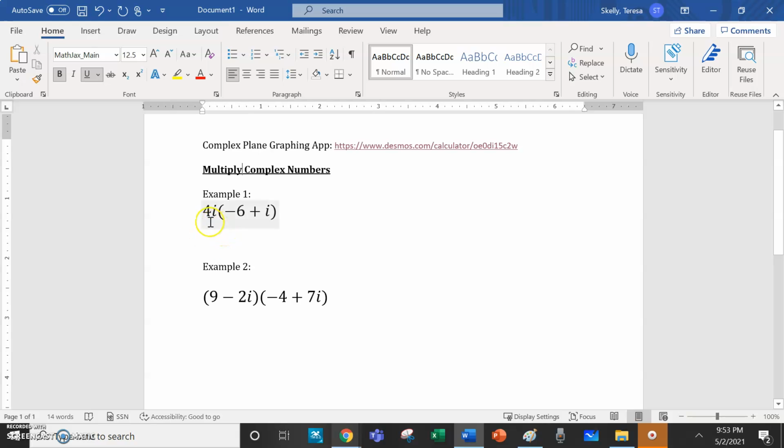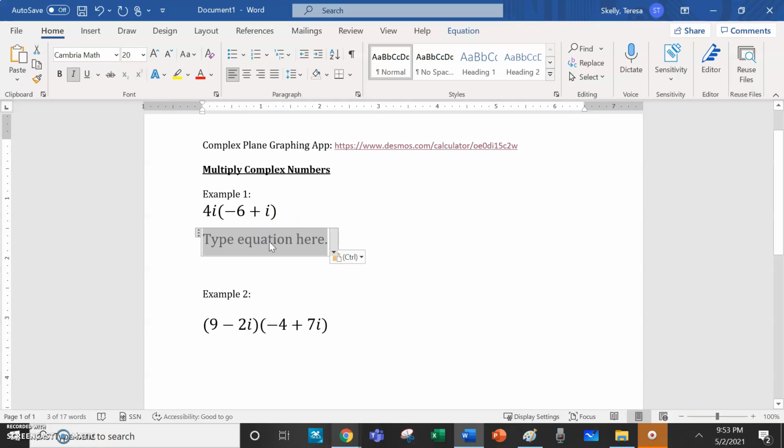I know that the 4i is multiplying -6 plus i because it is in front of these parentheses, and those parentheses are kind of isolating the -6 plus i expression away from the 4i. Therefore, my first step is going to be to distribute. So when I do that, what that looks like is 4i times -6 plus 4i times i.